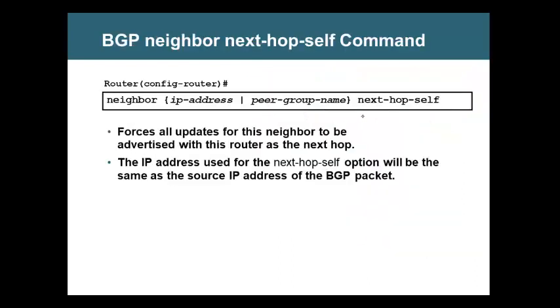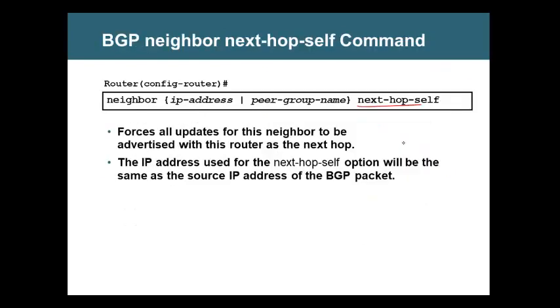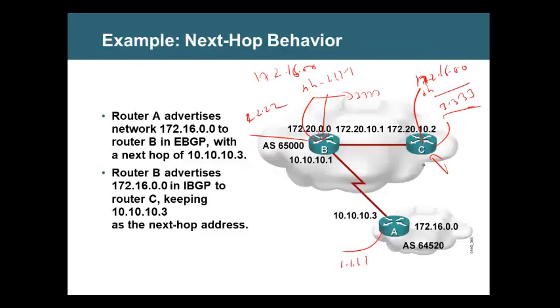Where do you configure this? Will you configure this on C, or A, or B? Where will you configure this command, next-hop-self? No, I'm asking you a question. Where will you configure this next-hop-self command?